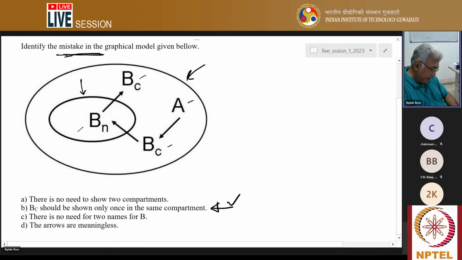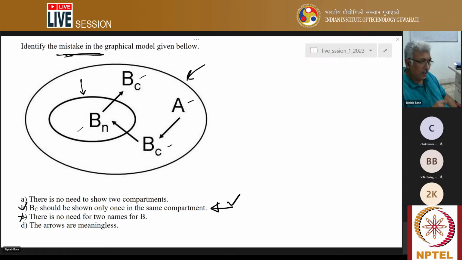B is the correct answer. C is not correct. Why? Let me explain what is happening. Why have I created this graphical model? Because I want to write down the ODE. For every variable that is changing with time, I should have an ODE. So what is happening?